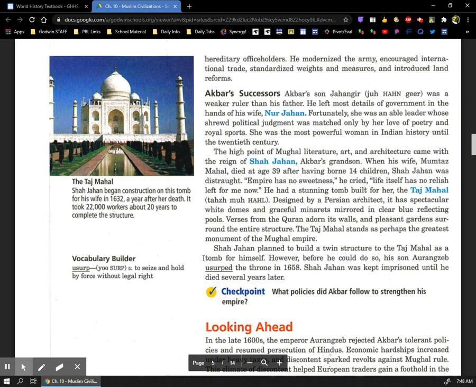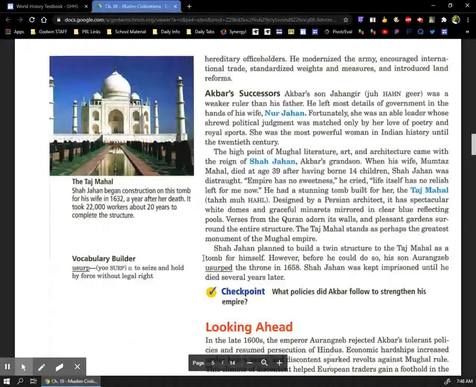Designed by a Persian architect, it was a spectacular white dome and graceful minarets mirrored in clear blue reflecting pools. Verses from the Quran adorn its walls, and pleasant gardens surround the entire structure. The Taj Mahal stands as perhaps the greatest monument of the Mughal Empire.